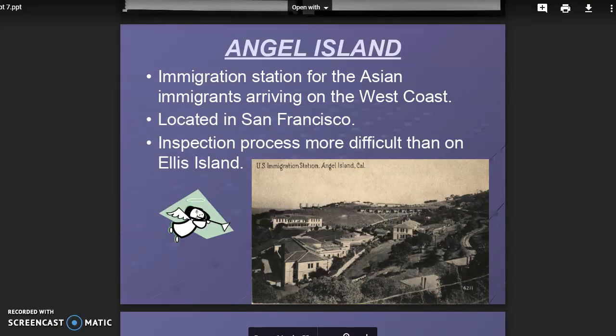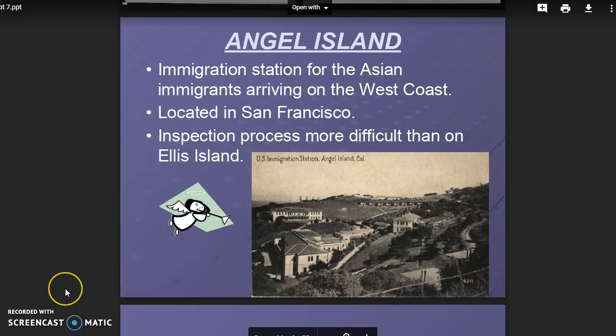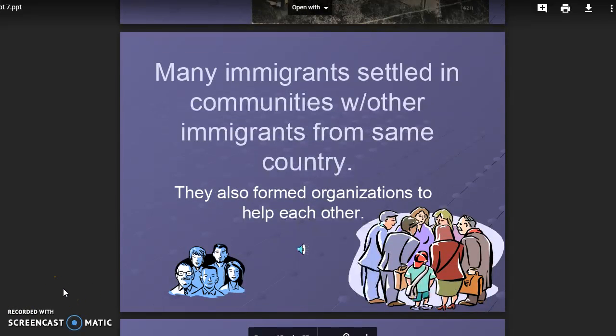Question number 7 is asking, where did the immigrants settle? On this slide here, this answers that question. Many immigrants settled in communities with other immigrants from the same country. They also formed organizations to help each other. So please write that down for number 7, that they settled in communities with other immigrants.